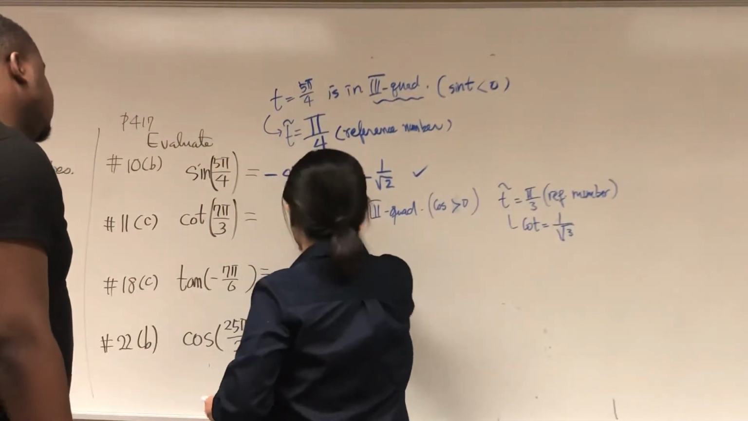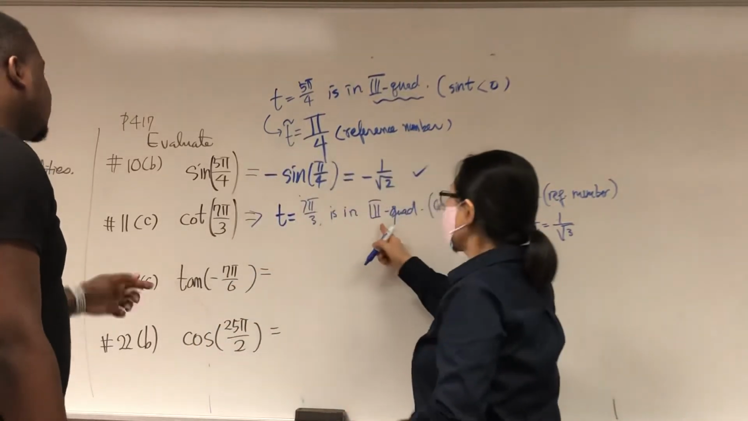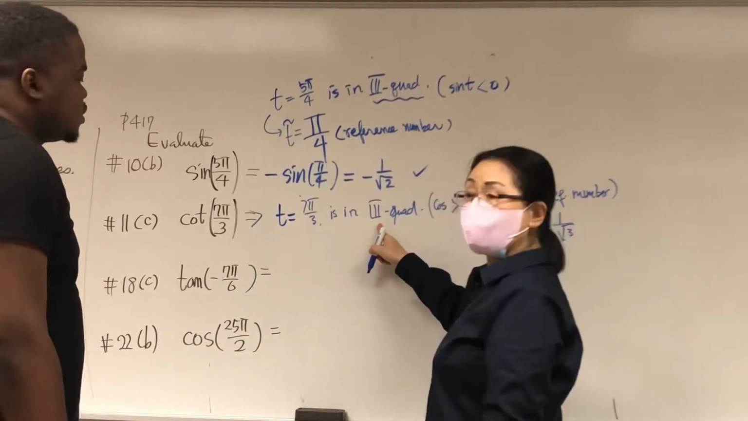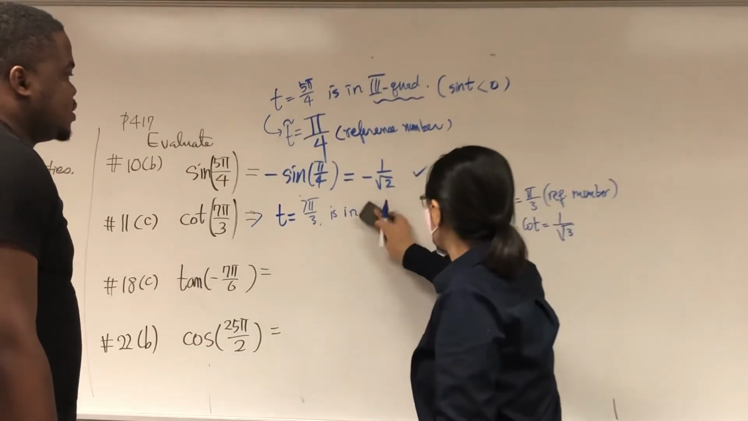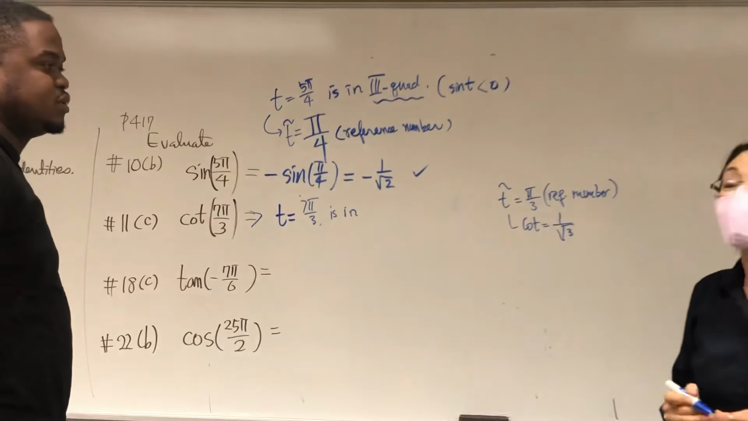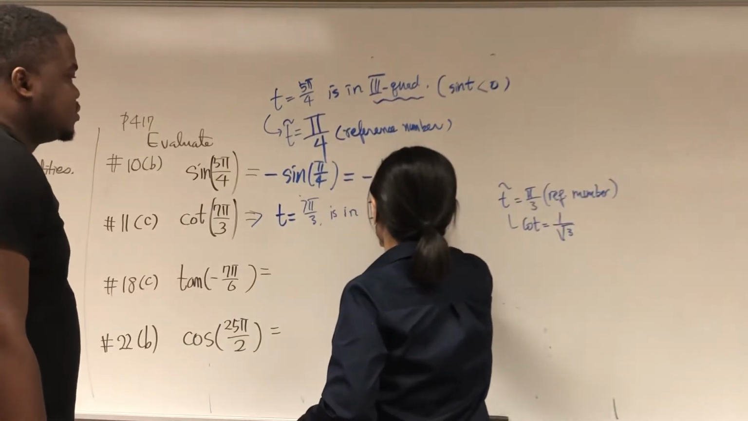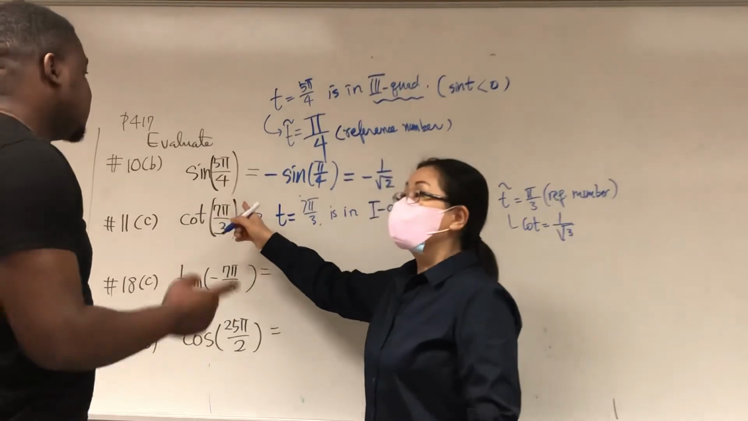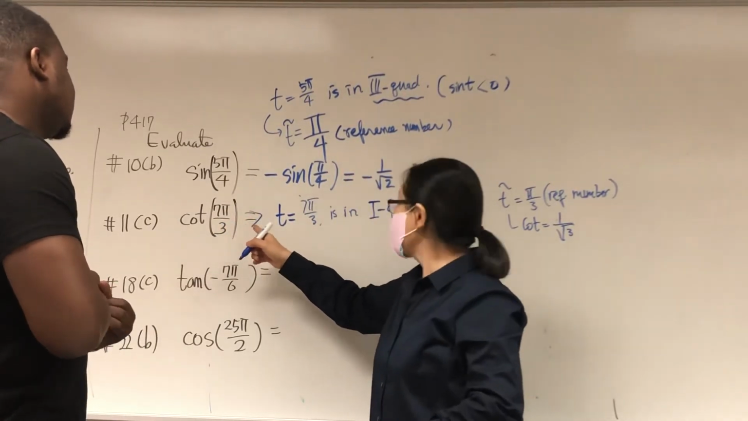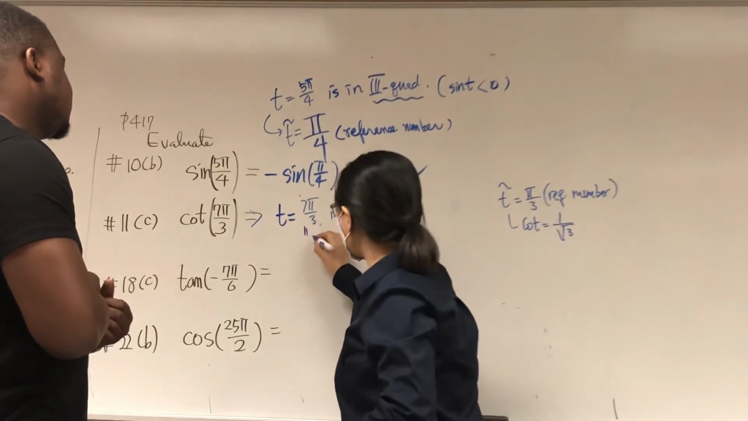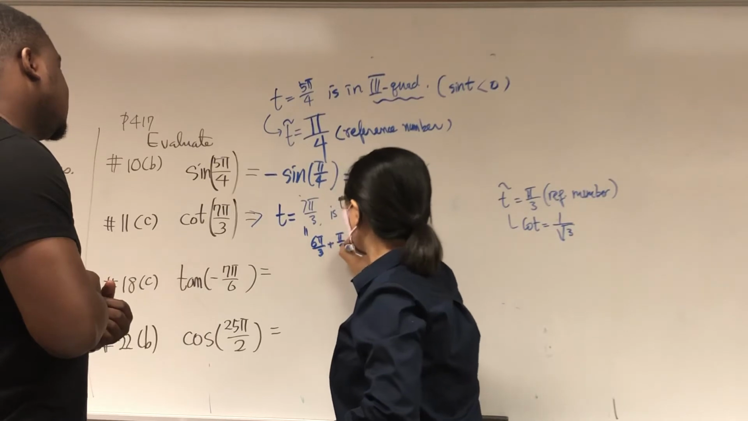T is 7 pi over 3, so in the third quadrant? Is it the third quadrant? I don't believe so. This one is not correct. In which quadrant? First quadrant, yes. Why? Because 6 pi over 3 is 2 pi, isn't it? That's why it says 6 pi over 3 plus what? Pi over 3. Am I right?